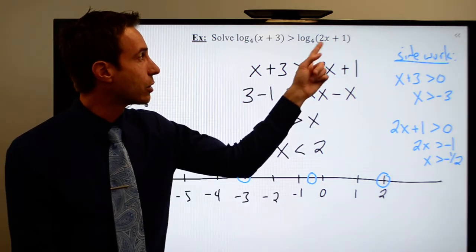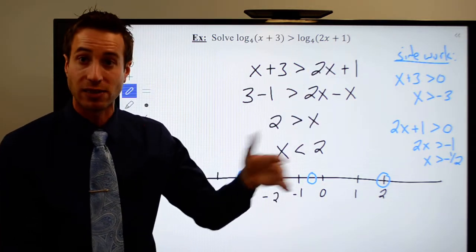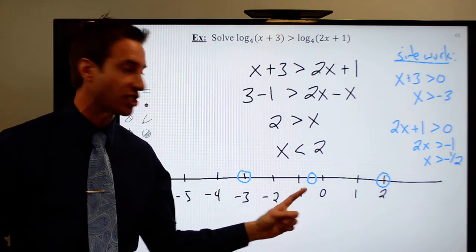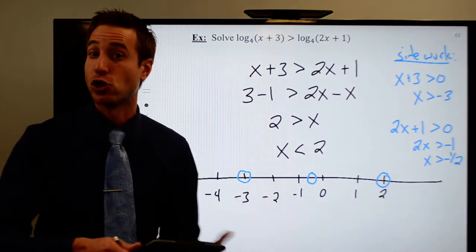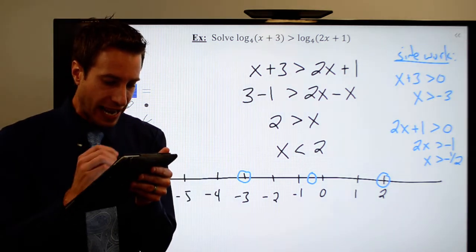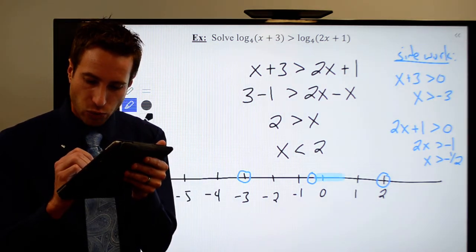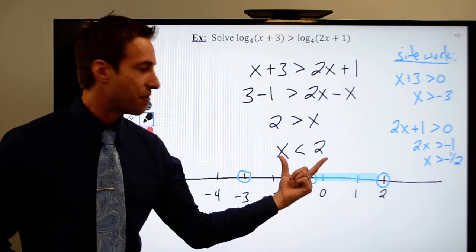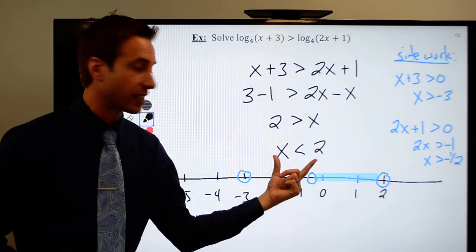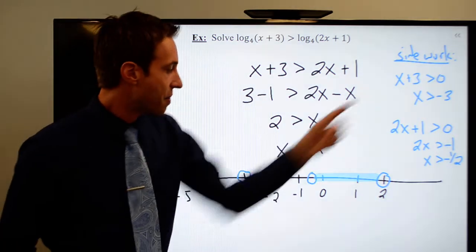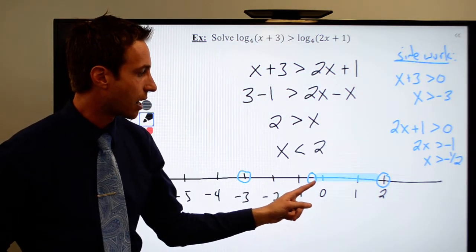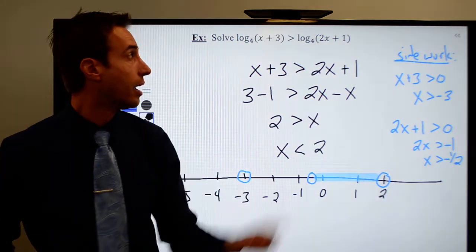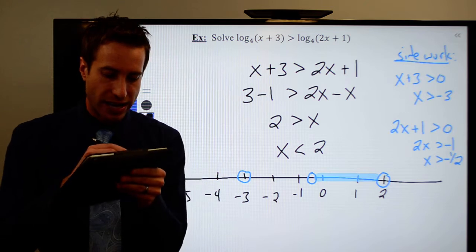If I plug in a 0, 0 times 2 is 0, 0 plus 1 is a +1, I can take the log of a +1. And so what this means is I have two options, but I need to pick the option that's the greater number. And so what I get is this guy right here is going to be my actual answer. This one comes from solving the logarithmic inequality. This part of it comes from just doing a little bit of side work to make sure that I'm not taking the log of 0 or a negative number.